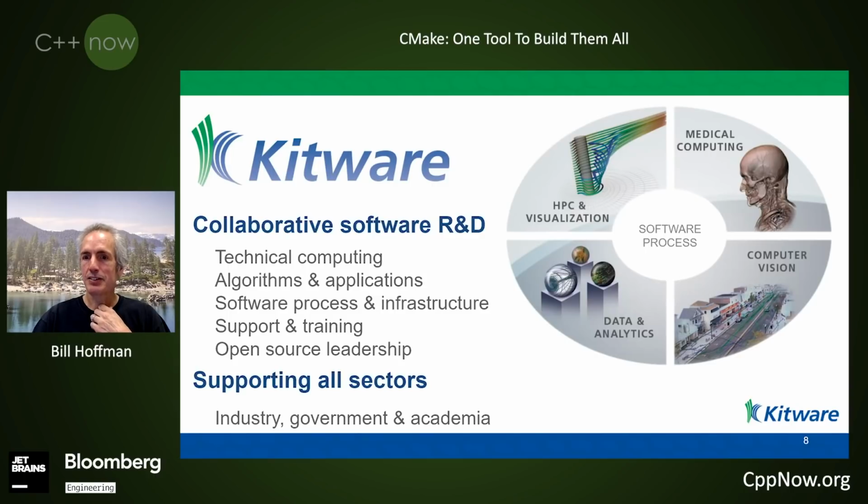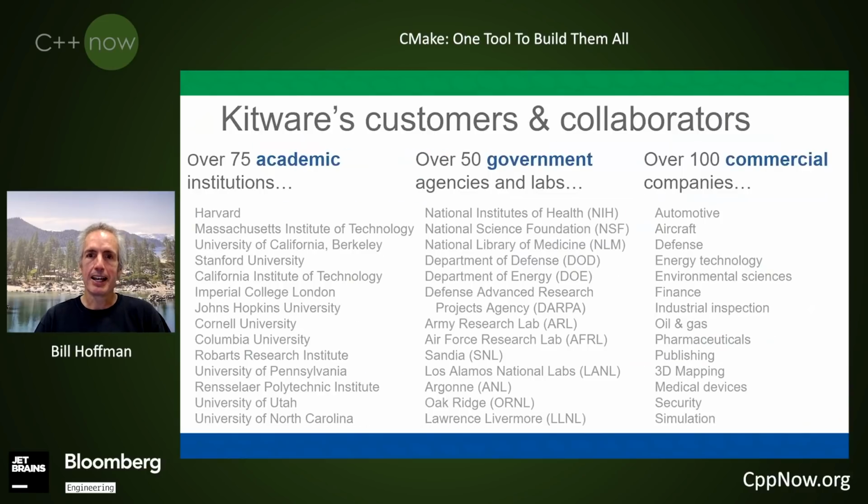The company's got sort of 5 main parts: our high performance computing and visualization group, medical computing group, computer vision group, and a data and analytics group. And in the center of that is our software process group, which is where CMake lives. We work with industry, government, and academia. And our customers and collaborators cover many academic institutions, government labs, and many companies.